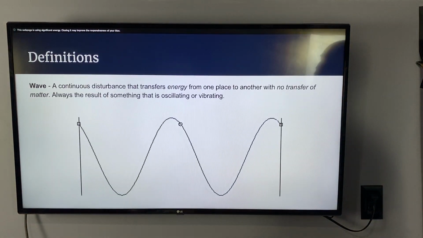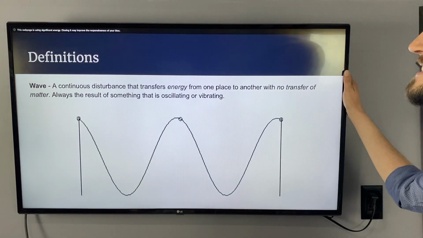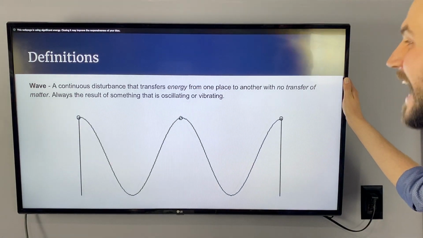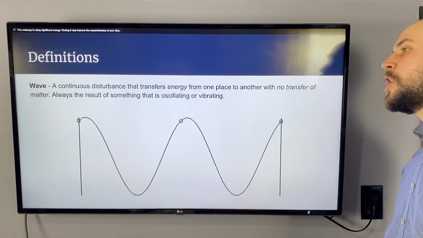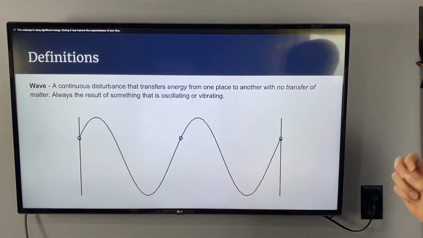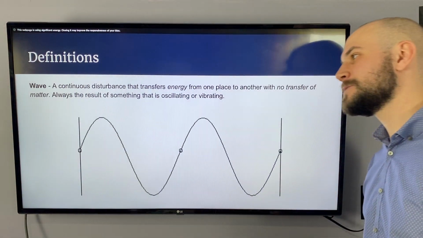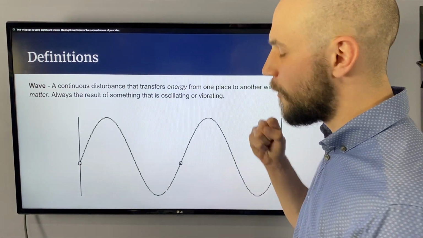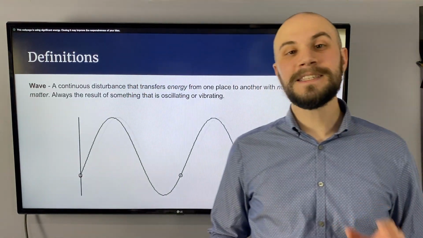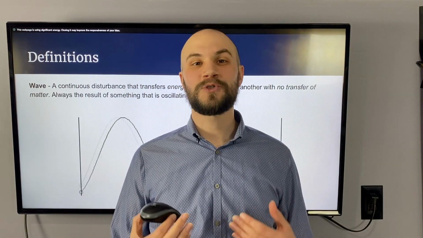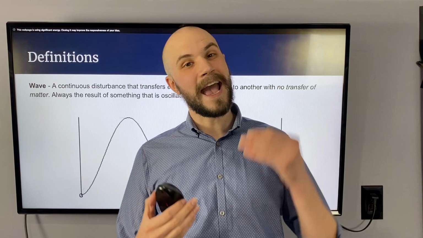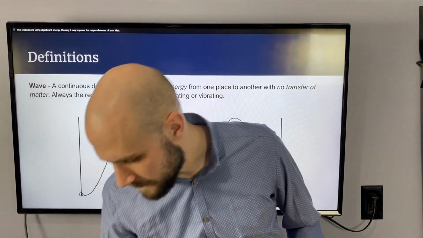So what is a wave? A wave is a continuous disturbance that transfers energy from one place to another with no transfer of matter. And it's always the result of something that's oscillating or vibrating. Every type of wave doesn't actually transfer anything. It transfers energy from one place to another.